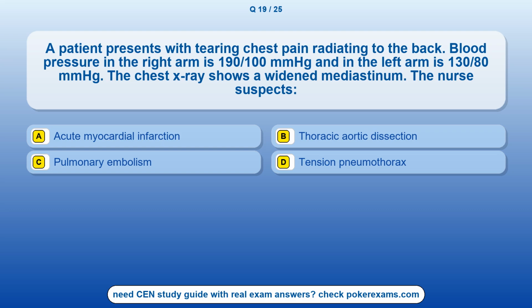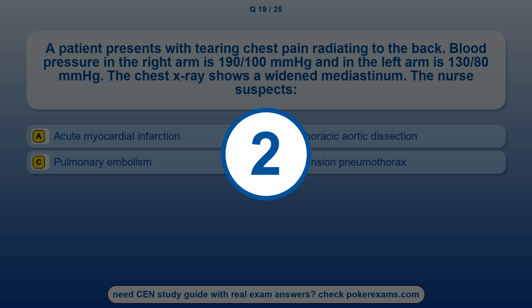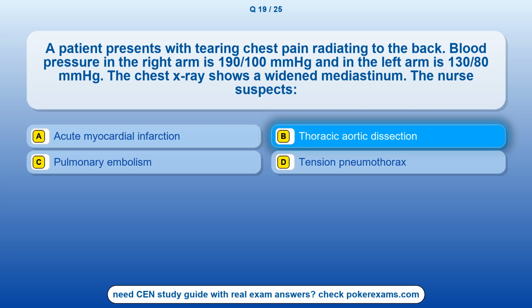Question 19. A patient presents with tearing chest pain radiating to the back. Blood pressure in the right arm is 190/100 mmHg and in the left arm is 130/80 mmHg. The chest X-ray shows a widened mediastinum. The nurse suspects option A, acute myocardial infarction. Option B, thoracic aortic dissection. Option C, pulmonary embolism. Option D, tension pneumothorax. The correct answer is option B.